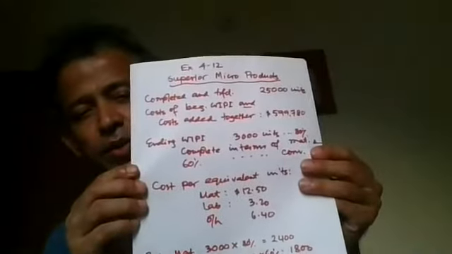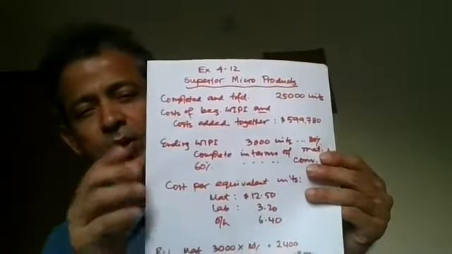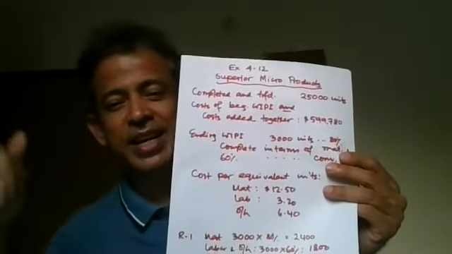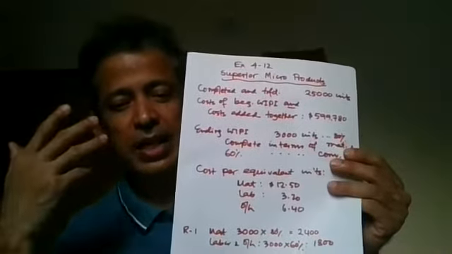What we have completed and transferred, 25,000 units. Completed and transferred 25,000, and in ending inventory, we have 3,000. So that's 28,000. All right.